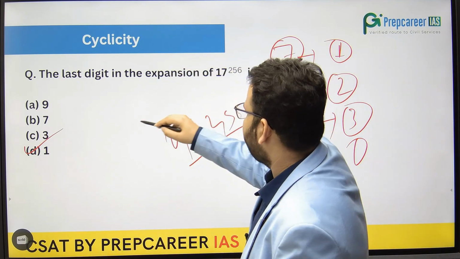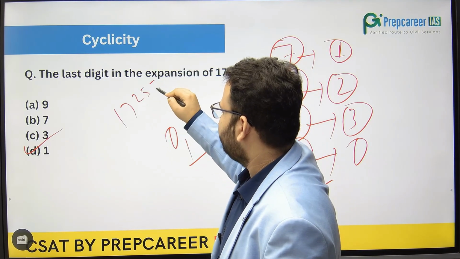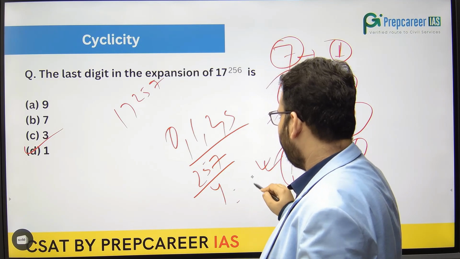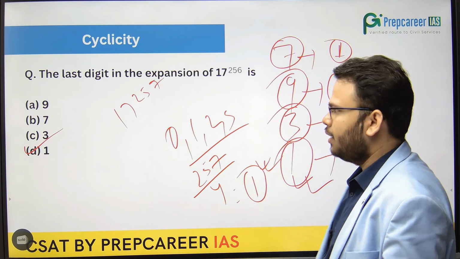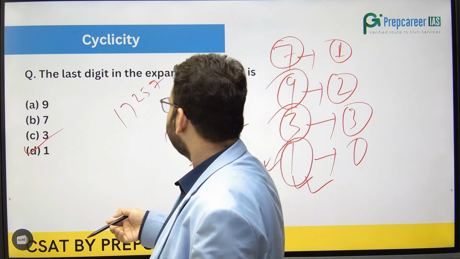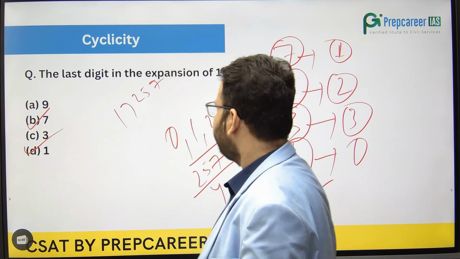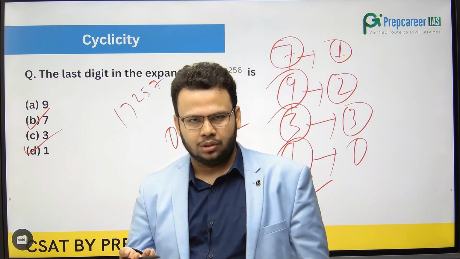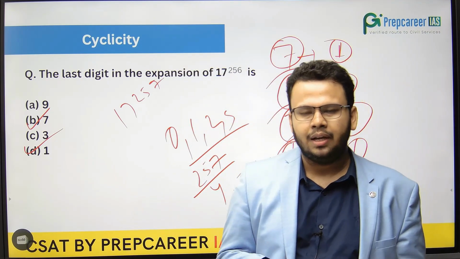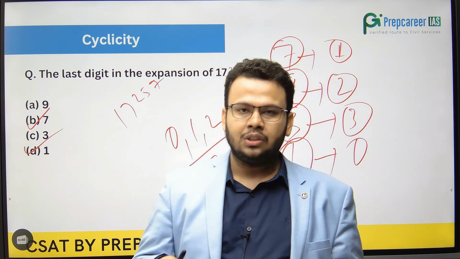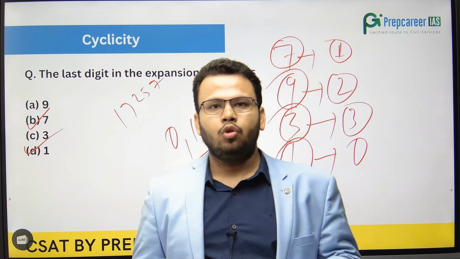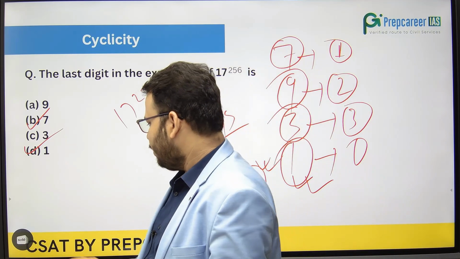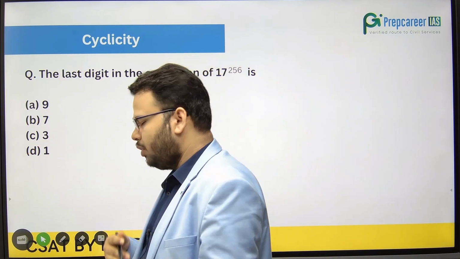Suppose this number would have been 7 to the power 257. You would have divided 257 by 4 and got remainder 1. Then your answer would have been 7. So this is how you have to approach such questions. Based on this concept, you will be given 3 questions. 1 will be posted in the Telegram group and 2 will be given as part of the worksheet. Try to solve these questions based on the concept that you have learned today.